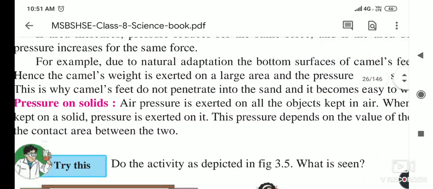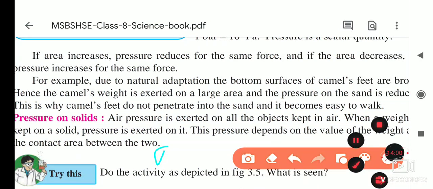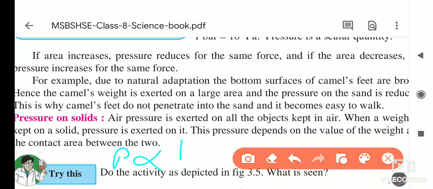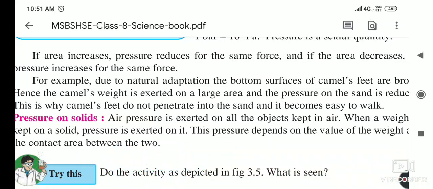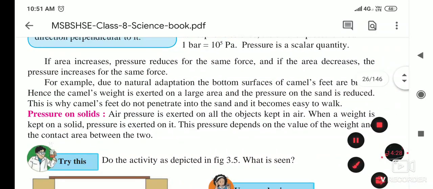So how do we write this? Pressure is inversely proportional to area. If the area increases, the pressure decreases, and if the area decreases, the pressure increases. In this way we find the relation between the area and the pressure.